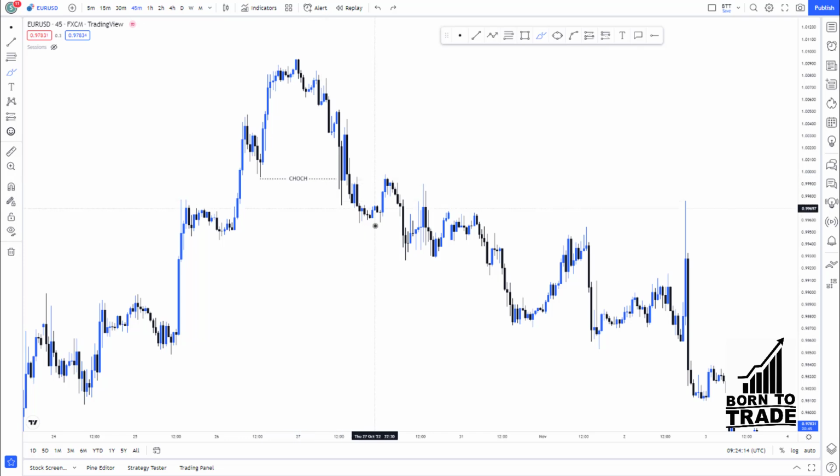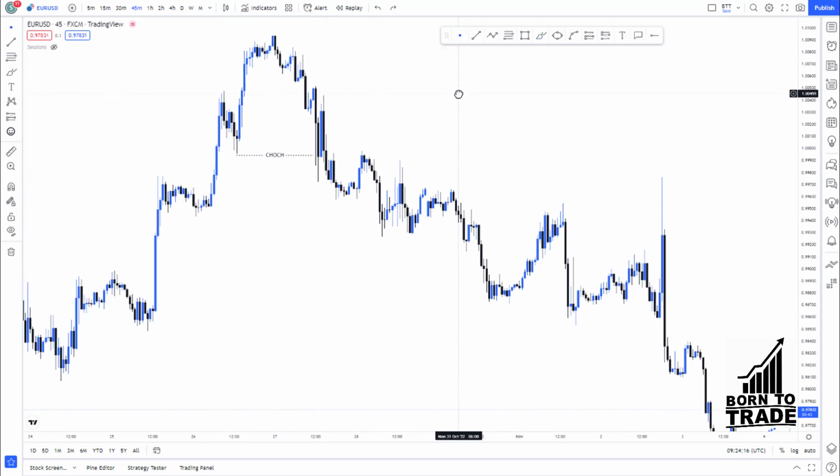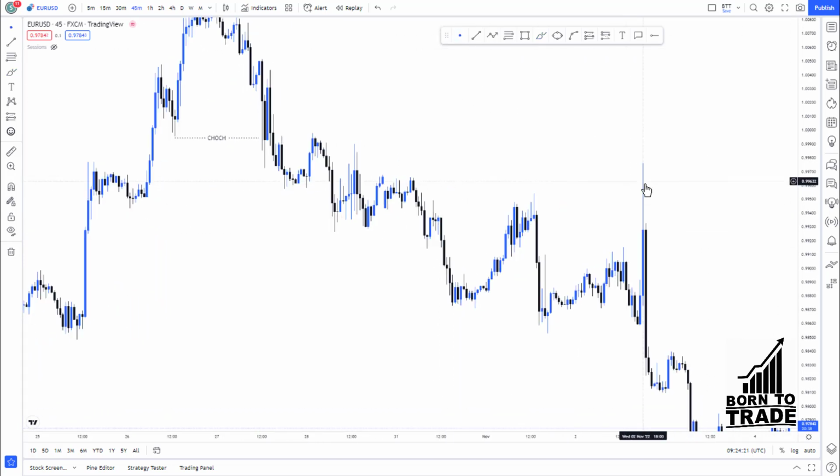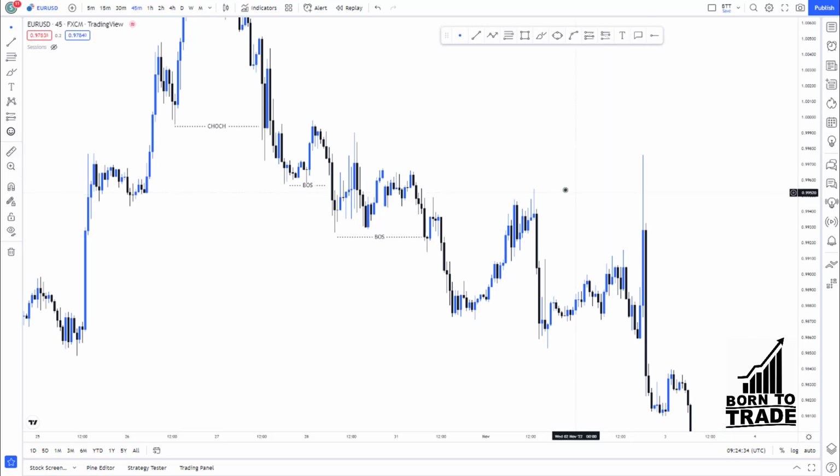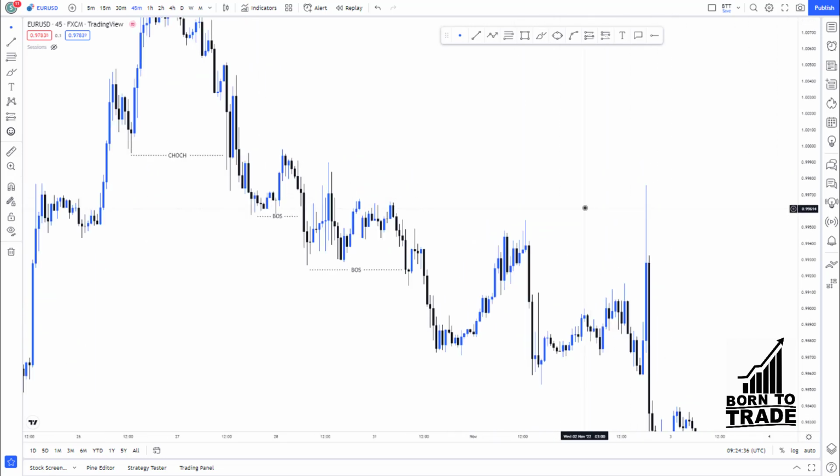And here is the change of character, which explains that price has changed direction. So what we can clearly understand is that we have a break of structure to the downside over here, a break of structure over here, and another break of structure to the downside. And as a smart money trader, you understand that this explains that we are in a downtrend.